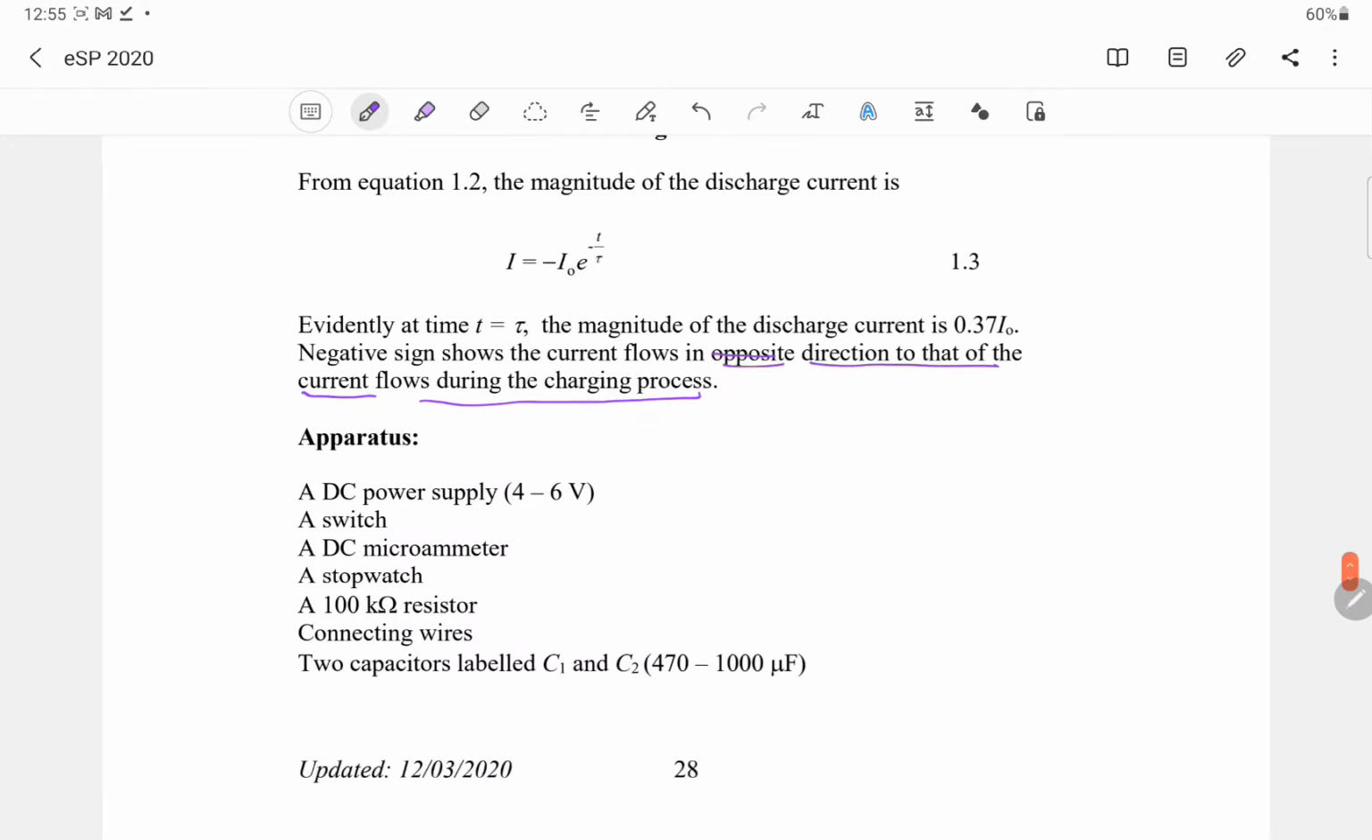So here is the apparatus that we will use. We use a power supply, a switch, a direct current microammeter, a stopwatch, a 100 kilo ohm resistor, a few connecting wires, and the capacitors labeled C1 and C2. For this experiment, C1 is 1000 microfarad and C2 is also 1000 microfarad.